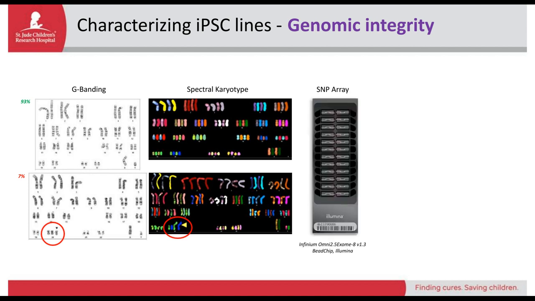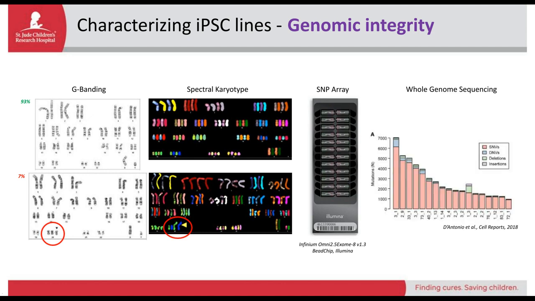For a deeper analysis, you can also analyze these lines at a higher resolution. You can look at them on SNP arrays, such as this one from Illumina. The array will basically detect copy number variations, indels, translocations, and SNPs as long as they're present in at least 20% of the population. So it gives you a digital karyotype of the line. Several labs also prefer to do whole genome sequencing, so you can detect all your deletions, insertions, single nucleotide variants, de novo variants, etc.